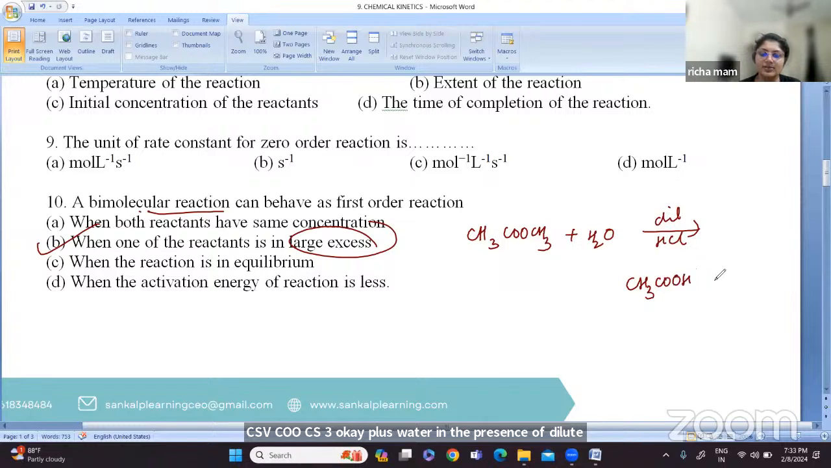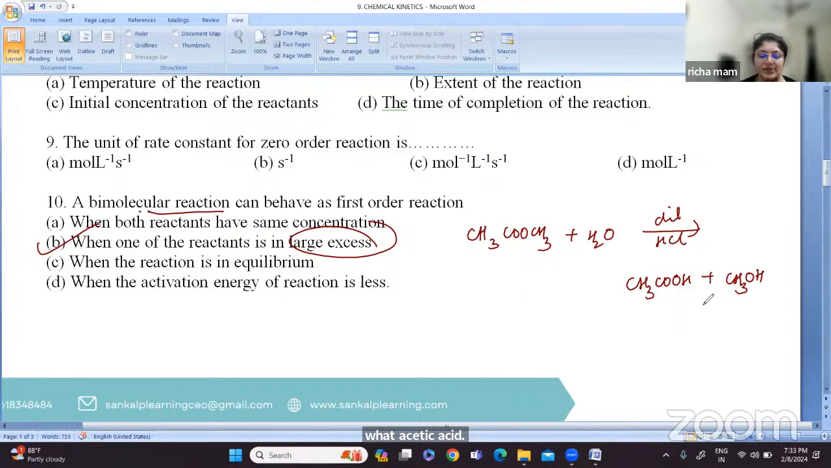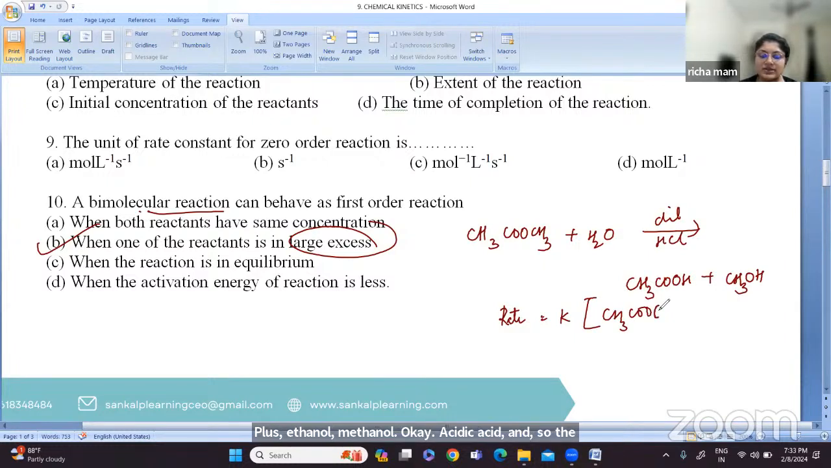Acetic acid plus ethanol, methanol. Okay, acetic acid and methanol. So the rate is given as what? Rate is equal to K into CH3COOH, CH3OH. The rate is first order in the ester and your water concentration, okay, water concentration is 0.